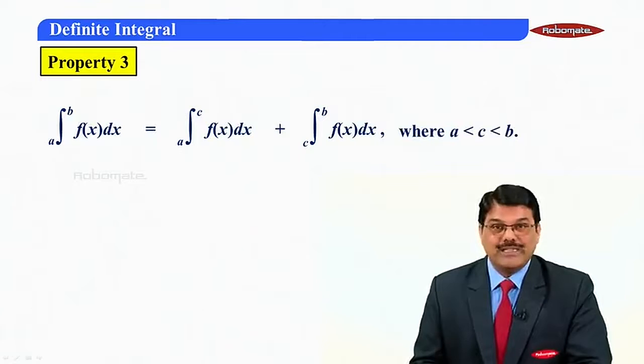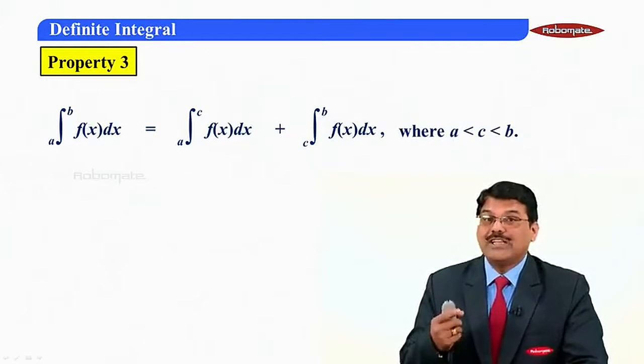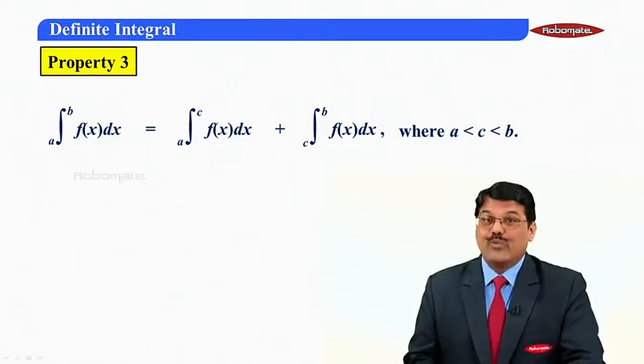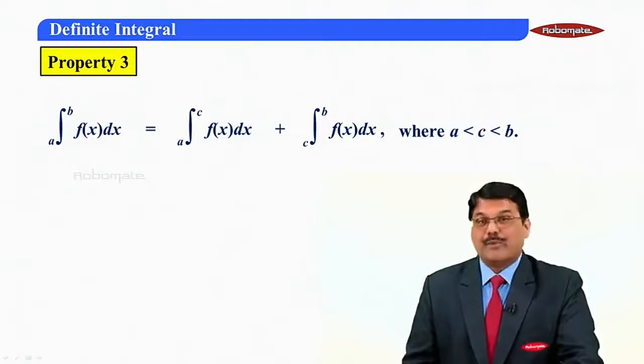Now the third property, that is integration of f of x with respect to dx goes from a to b is equal to integration of f of x with respect to dx goes from a to c plus integration goes from c to b f of x with respect to dx, where c lies in between a and b. The very important property.